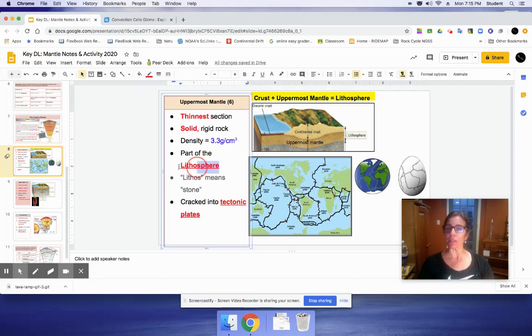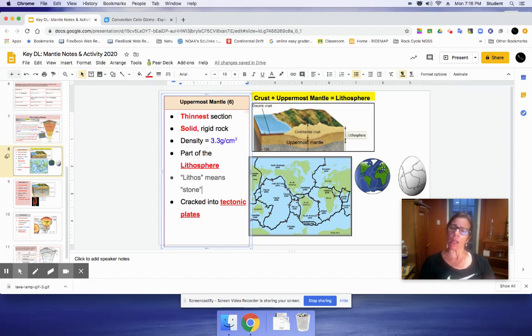So as I said, the uppermost mantle is very, very important because together with the crust, it makes up this nice little section of planet Earth we call the lithosphere. That word comes from a Greek word, lithos, which means stone. So I want you to think of the lithosphere as the solid rock sphere of planet Earth that is broken into huge sections that we call tectonic plates. And this is where we're heading. We're going to learn everything about the tectonic plates.